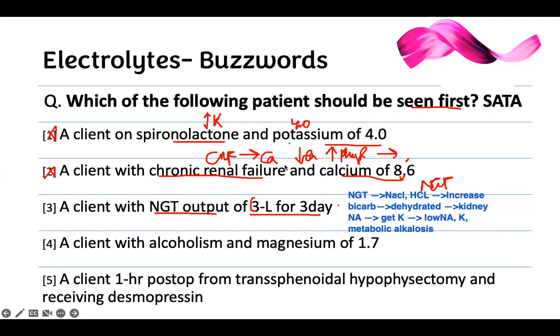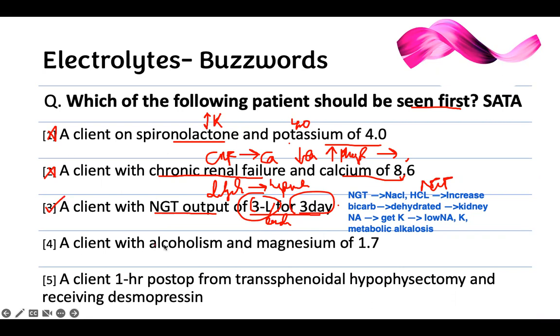If the question is not clear, what I was trying to emphasize is the patient is getting 3 liters each day, for a total of 3 days. So every day is 3 liters, that's dehydration, and the patient is going to be hypokalemic. And so you need to take care of them by replacing their potassium. So this patient needs to be seen.